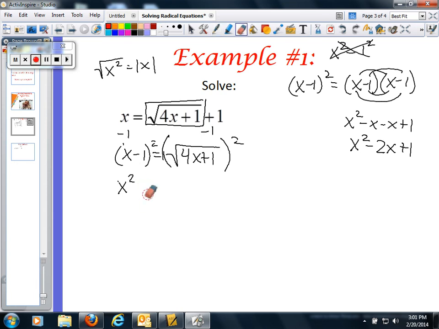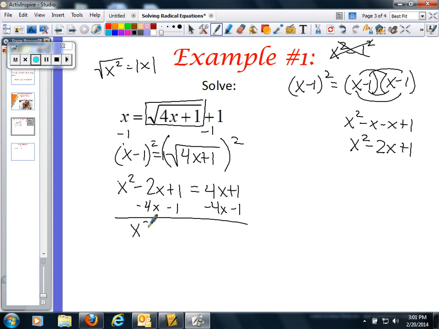Let me erase this. And that equals 4x plus 1. And now I'm going to solve for x, so I have to move 1 over and 4x over, which gives me x squared minus 6x, these cancel, equals 0.